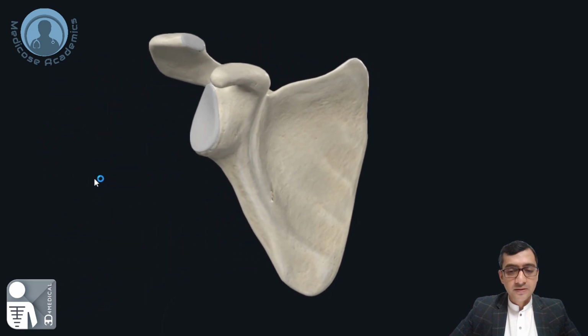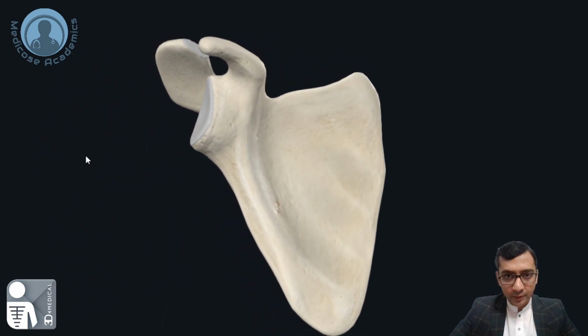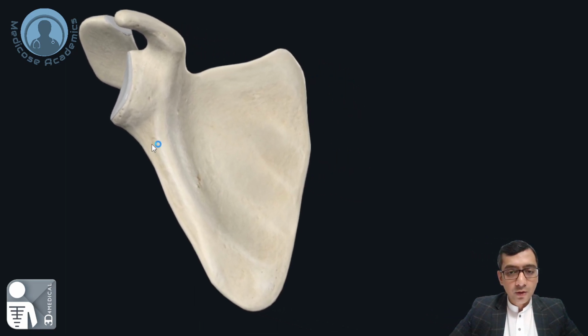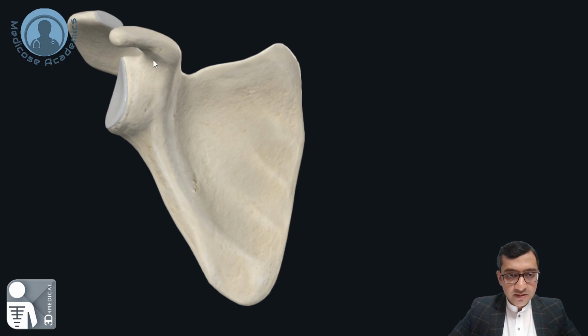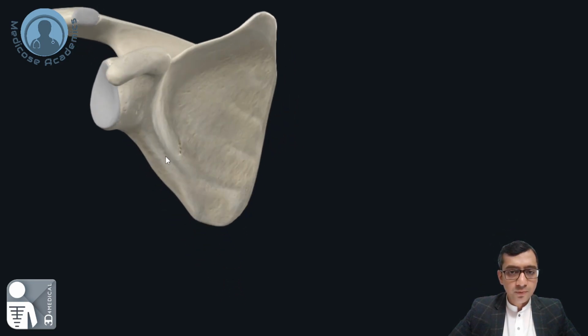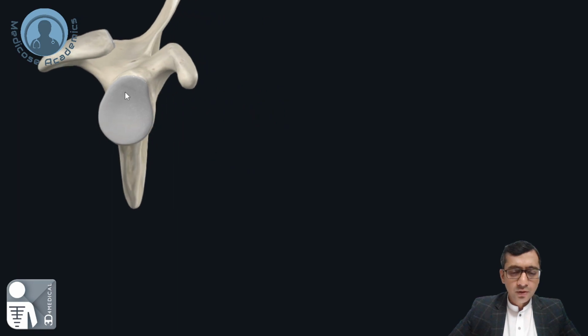The next one will be this projection that is like the beak of a crow, that is the coracoid process. This area is the base, this is the free end of this process, and you don't need to worry about many surfaces. Okay, but I will just go through them again.